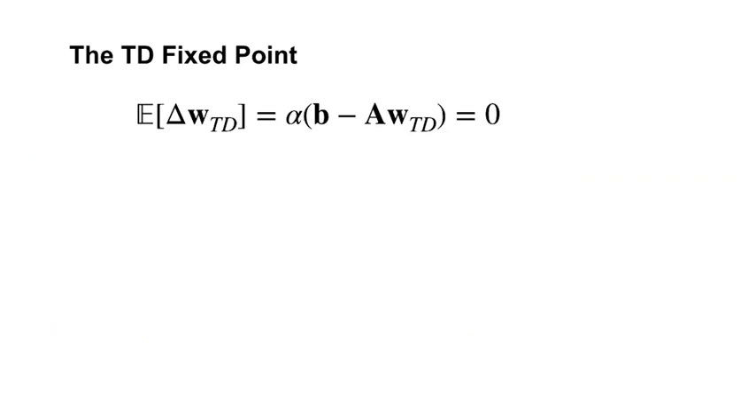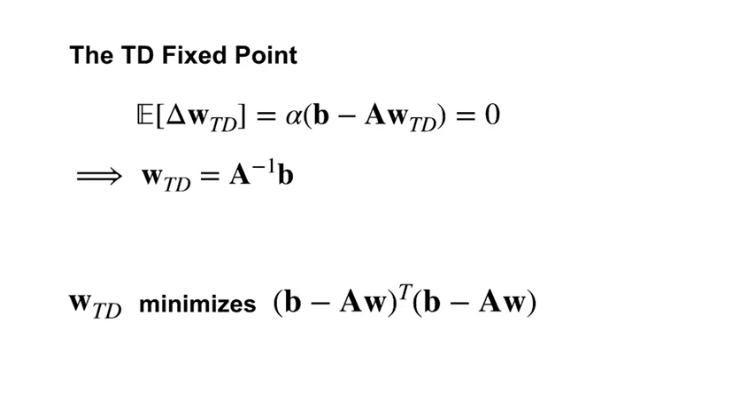The weights are said to converge when this expected TD update is 0. We call this point w_TD. If A is invertible, we can express this as w_TD equals A inverse b. More generally, w_TD is a solution to this linear system. We call this solution the TD fixed point. It can be proven that linear TD converges to this point.